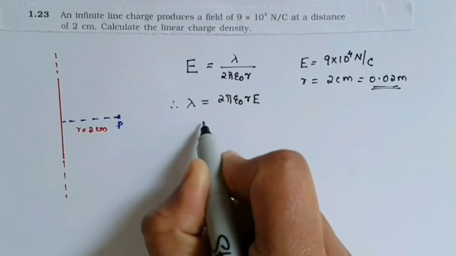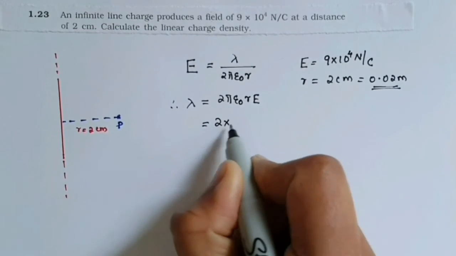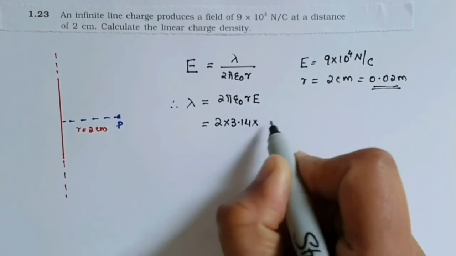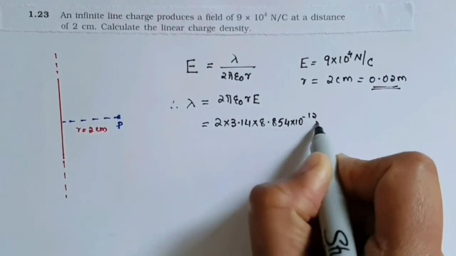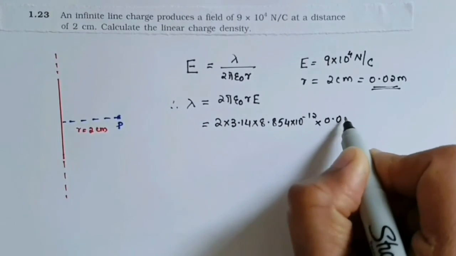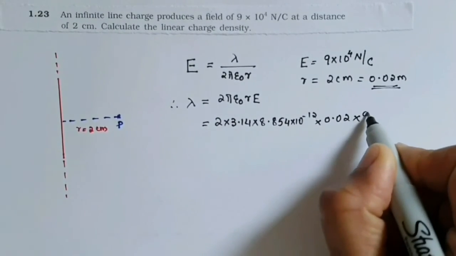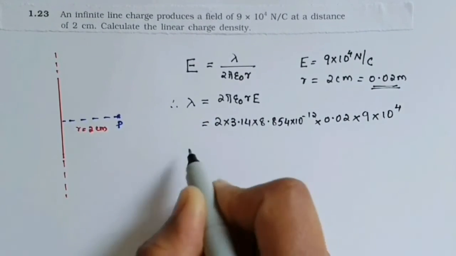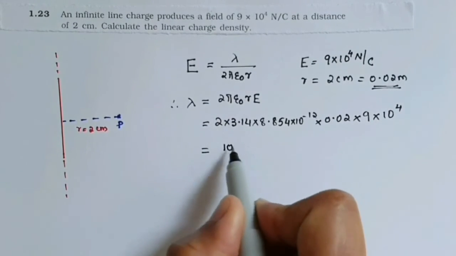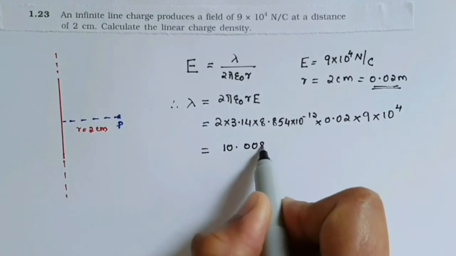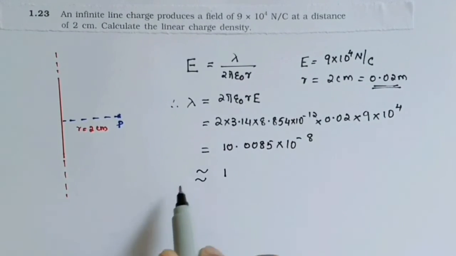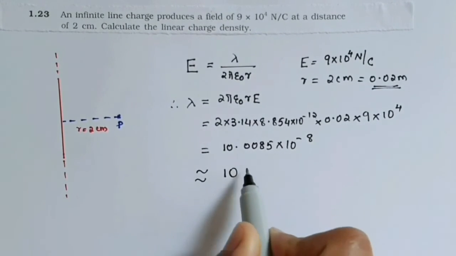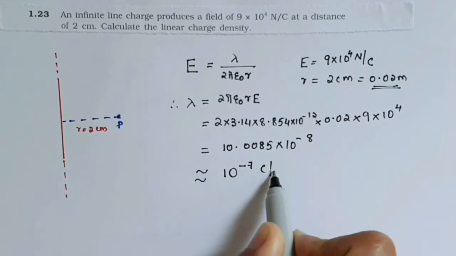Now substitute the values. This is equal to 2 × 3.14 × 8.854 × 10^-12 × r, that is 0.02, × E, that is 9 × 10^4. This is equal to 10.0085 × 10^-8, or this can be written as 10^-7 coulomb per meter.